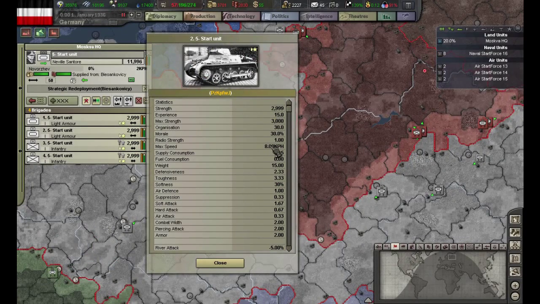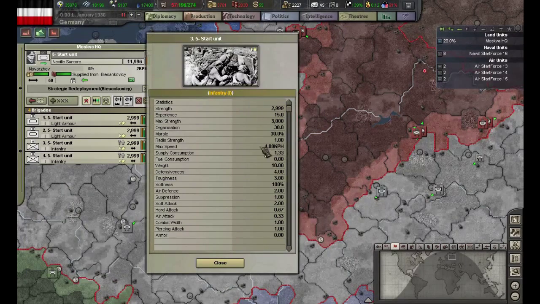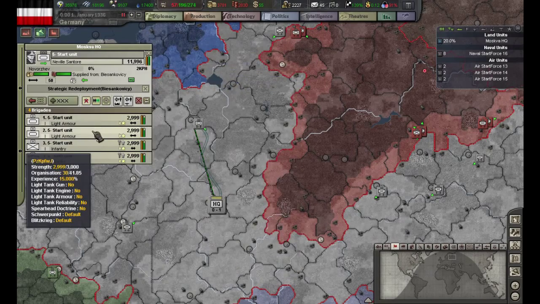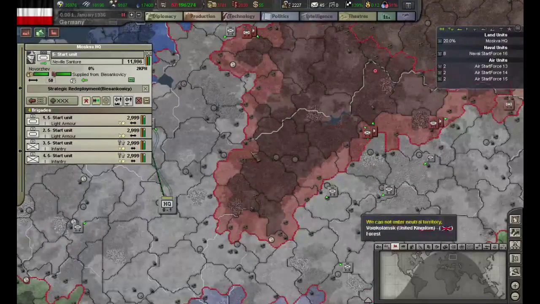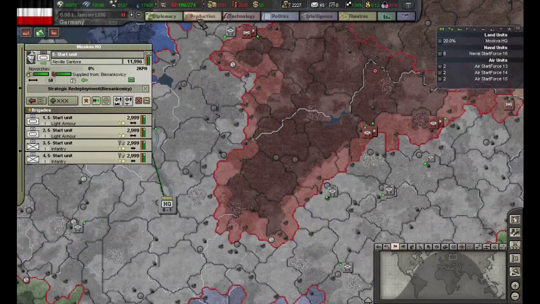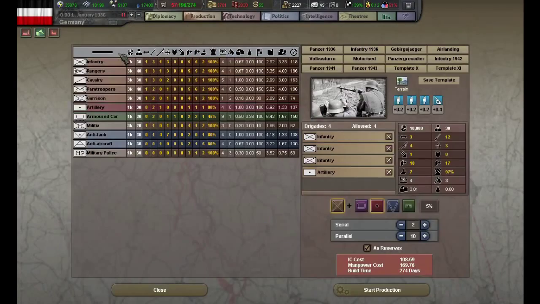The max speed of this light tank is 8 kilometers per hour. The max speed of an infantry unit is 4. So we're hobbling these light tanks by attaching them to the same unit as infantry. So what we really need is some faster units that we can put with our existing light tanks.